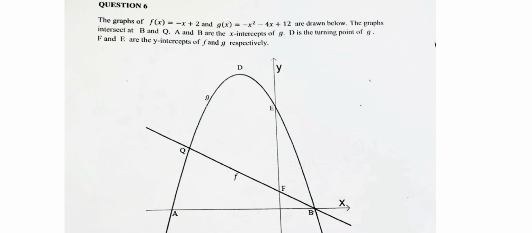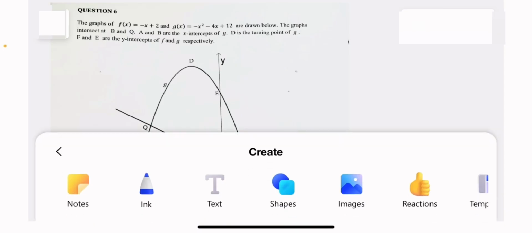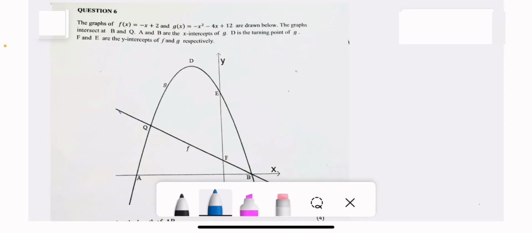In this video today we have question 6. The graphs of f(x) = -x + 2 and g(x) = -x² - 4x + 12 are drawn below. So we need to understand the kind of graph that we have. This is the f graph and this is the straight line. We have the g graph as the parabola.